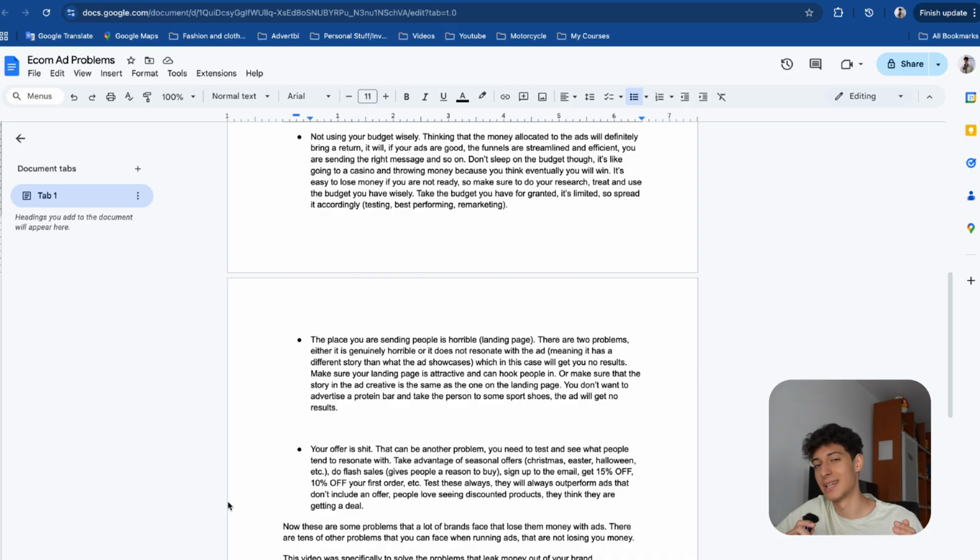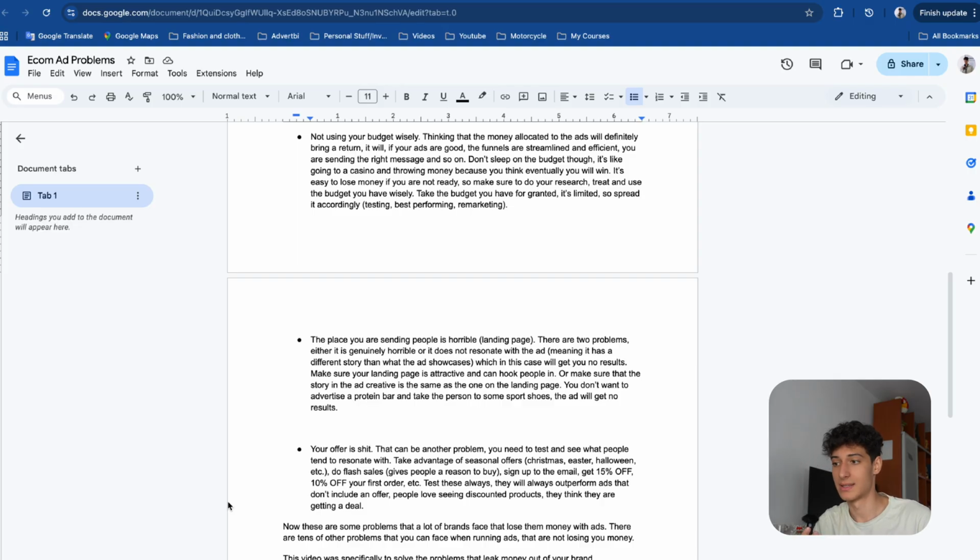Another problem is that the place you're sending the people, prospects, or ready-to-buy customers is horrible. Like the landing page is what I mean. There are two problems. Either it is genuinely horrible or it does not resonate with the ad, meaning it has a different story than what the ad showcases.